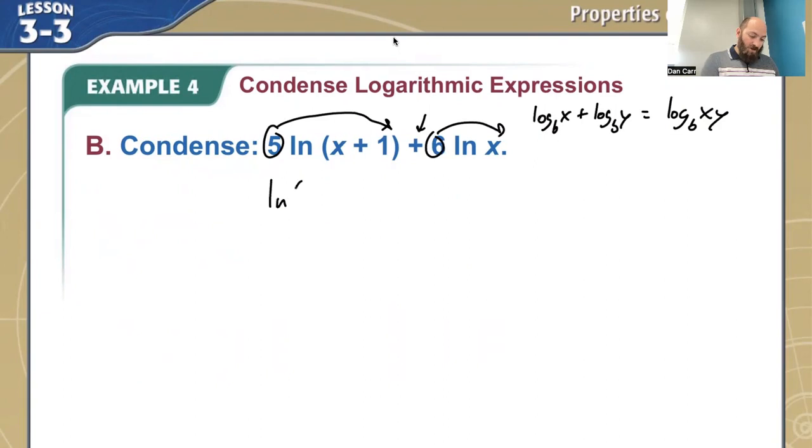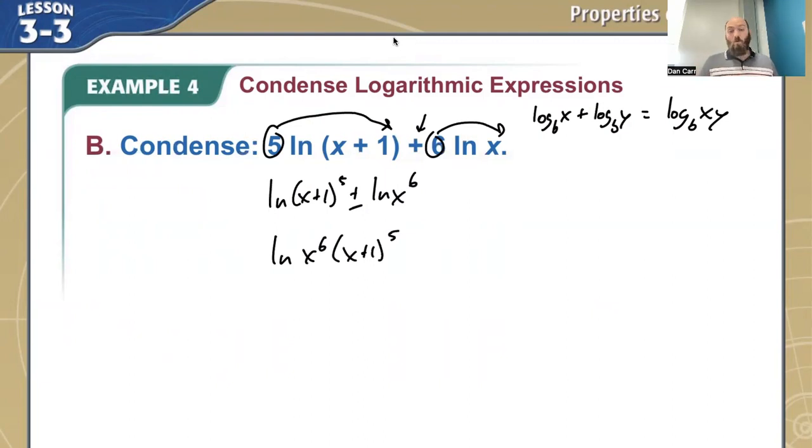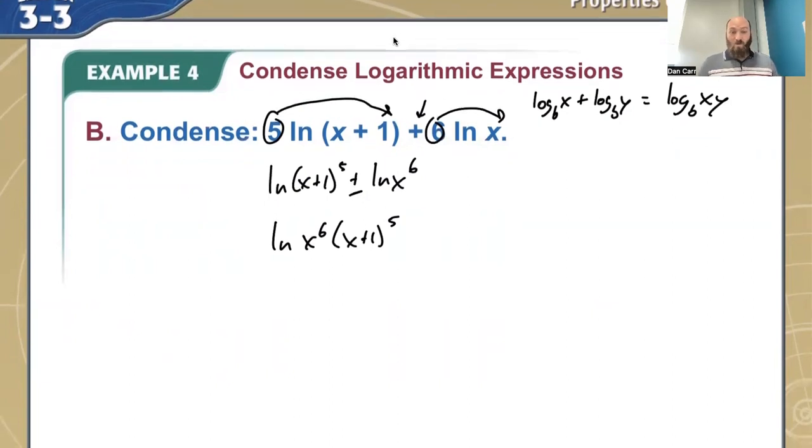So I can take the natural log of x plus 1 to the 5th power plus the natural log of x to the 6th power. This is now all going to turn into a multiplication problem. So we can take the natural log of, I'm just going to put in the front, x to the 6th times x plus 1 to the 5th. That's going to be a lot if I try to distribute that out, so I'm not going to worry about that at this point. Okay, so we've condensed it down. That's as far as we can go with this one.